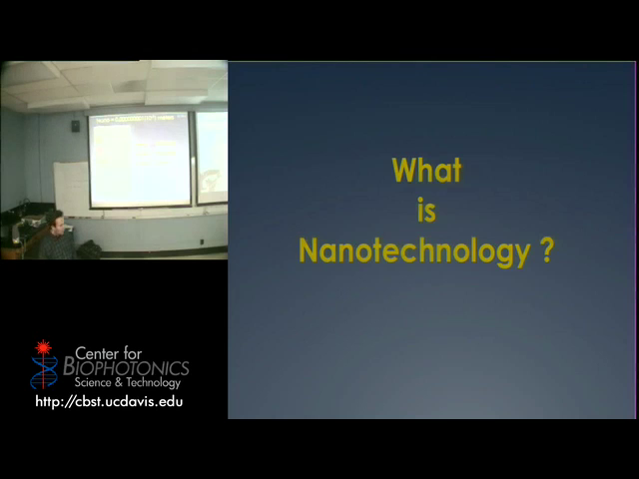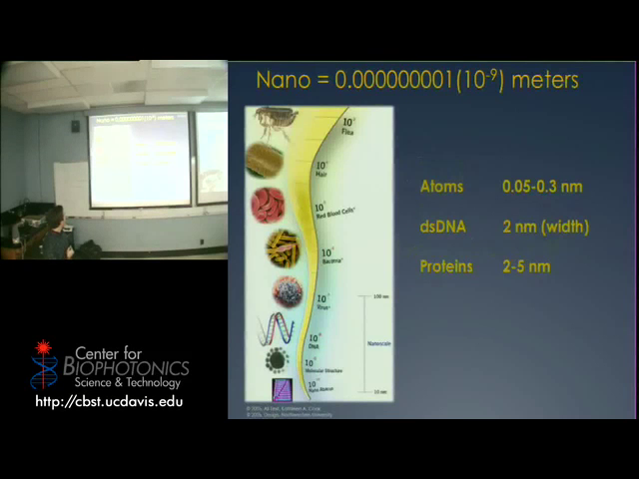nanotechnology comes from the Greek word nanos, right? Means very small indeed. What small? How small is small? So by definition, and this is kind of like a loose definition, small means to this order of magnitude. 10 to the minus 9 meters is a nanometer. So 1 billionth of a meter.